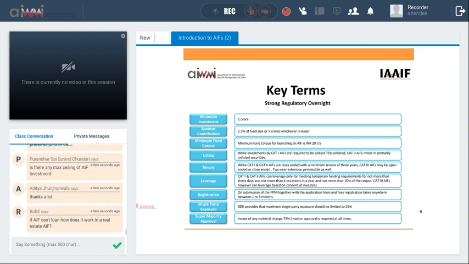An AIF is a fund vehicle. So it means it is pooling capital from different investors into one single investment strategy. Here also you can have different schemes of an AIF looking at different investment strategies and then club investors within that.